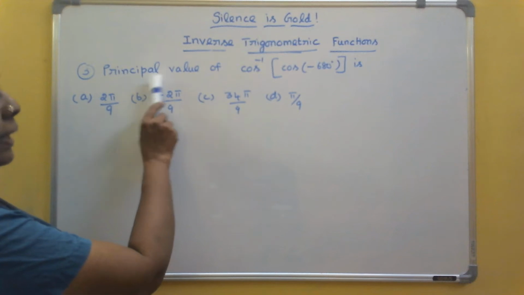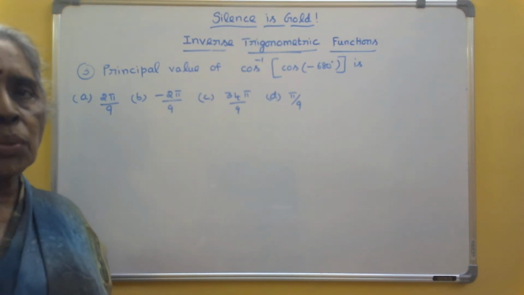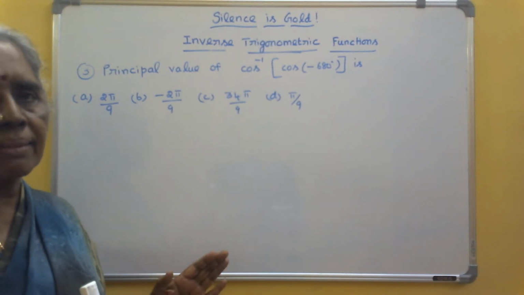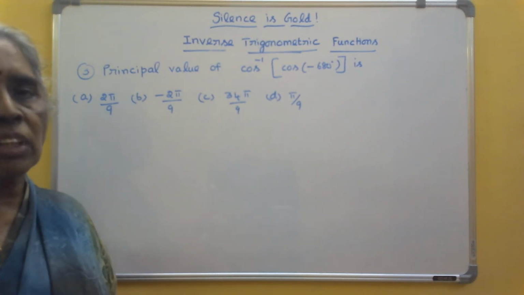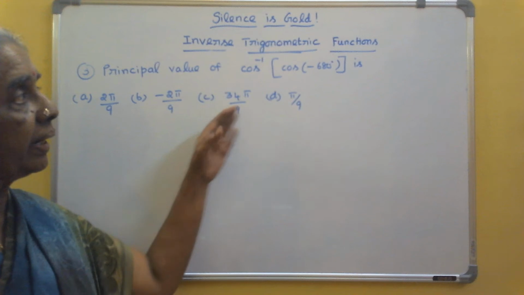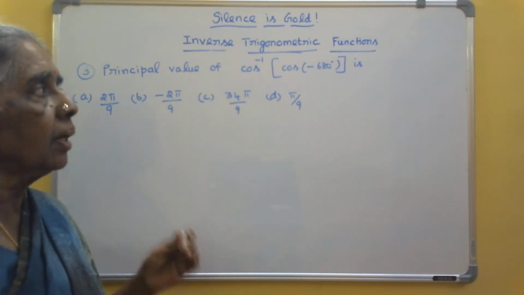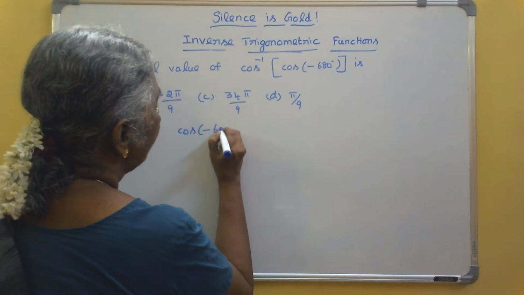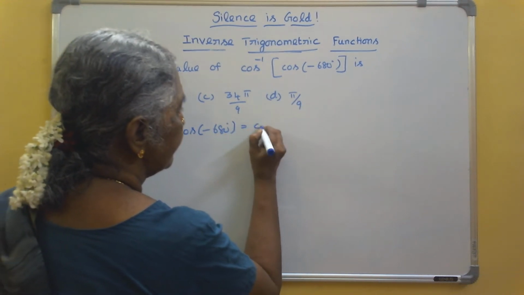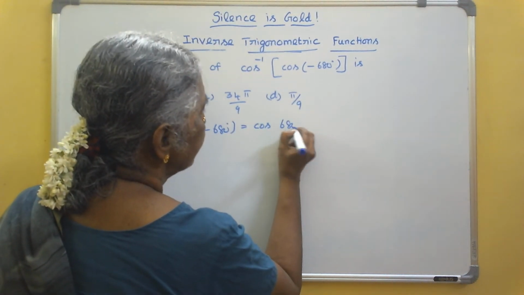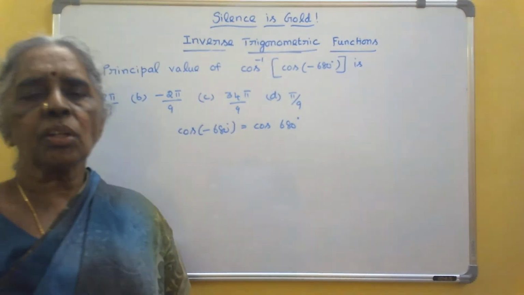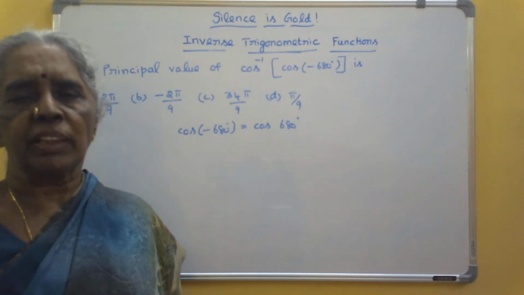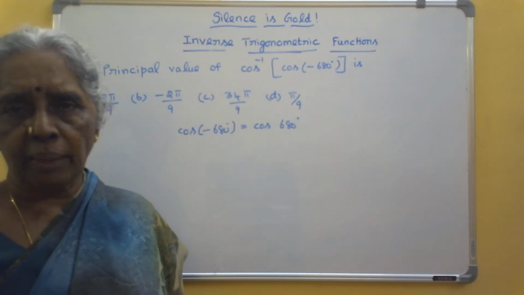Third sum, principal value of cos inverse of cos minus 680 degrees is, and the options are given in terms of pi. That is, this is in terms of radians and that's in terms of degrees. First, I will write cos of minus 680 degrees is equal to cos 680 because cos of minus theta is equal to cos theta since cos theta is positive in the fourth quadrant. That's the first formula I am using.